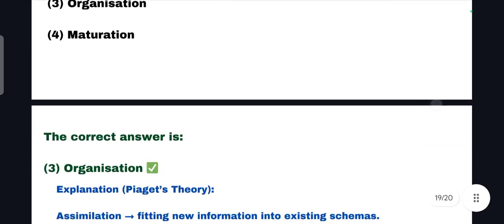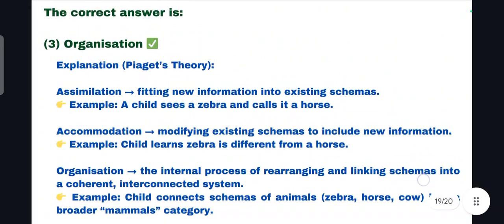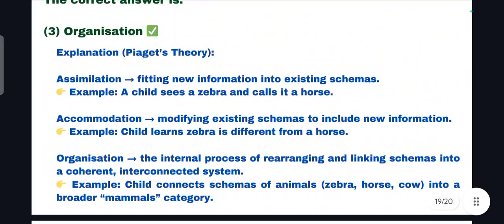So let's move on to the answer. Here the correct answer is organization. I'm giving the explanation of the other options also. What do you mean by assimilation? Fitting new information into existing schemas, that is assimilation. In Piaget's theory, I have already given a detailed note with examples related to assimilation, accommodation, and equilibration, so you need to refer to those notes.